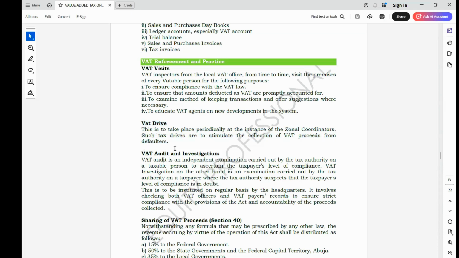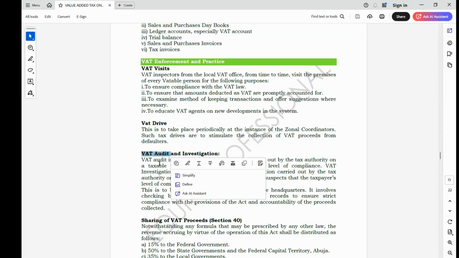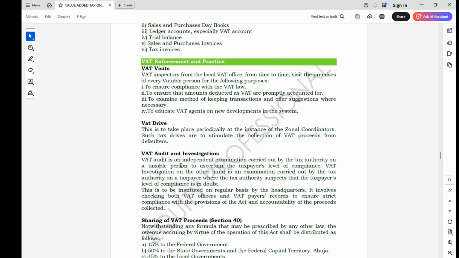Then we have a VAT audit and investigation. Audit is different from investigation. Audit is usually done periodically. That is the normal examination of your record to know whether the level of compliance is okay, to know whether what you deduct is what you remit. They look at your book, they visit your company to carry out the VAT audit, which is your audit process.